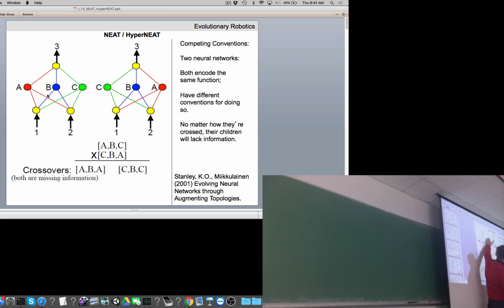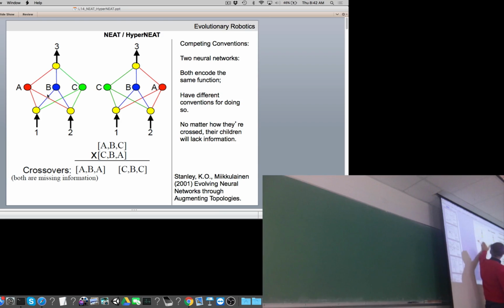And if we cut through here, if we cut between hidden neurons 2 and 3, then the first child ends up with A and B from parent 1 and A from parent 2. And the second child ends up with C from parent 2 and B and C from parent 1, right, for example. That's no good because this one did not inherit C at all, and this one has no A, so both of the two child networks are missing an important piece.